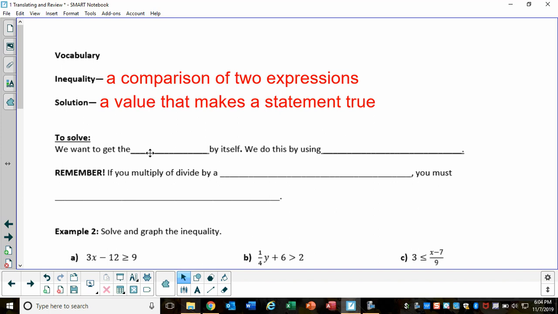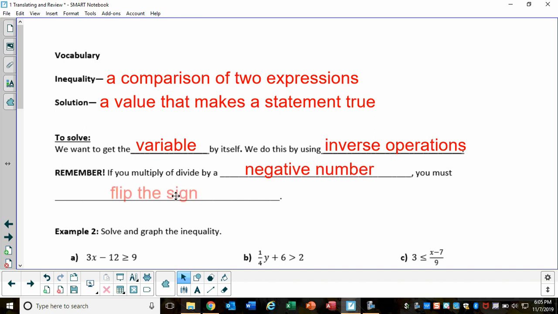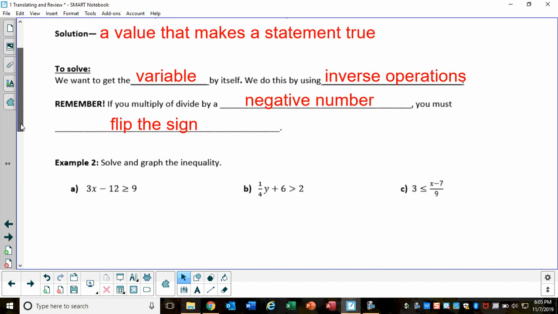When we solve them, we want to get the variable by itself, just like with equations. And we do this by using the inverse operations, just like with equations. So a lot of the stuff that we're doing today is going to be a repeat of equations. The only difference will be when you remember that if you multiply or divide by a negative number, you must flip the inequality sign. Okay? That's the only extra thing we got to worry about.